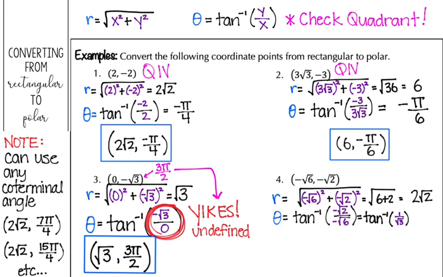We are going to find our angle, so we want the arctan of negative root 2 over negative root 6. Negative divided by negative is a positive. Root 2 divided by root 6 is 1 over root 3. So we want the arctan of 1 over the square root of 3. But what quadrant? Negative, that's quadrant 3.